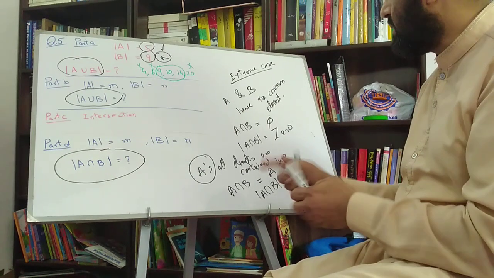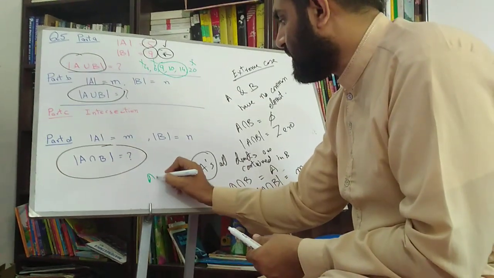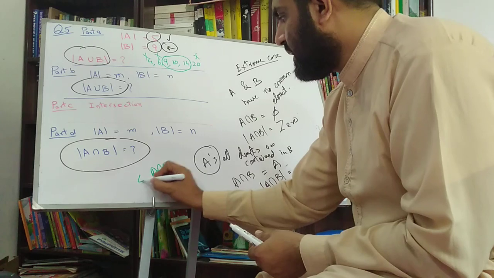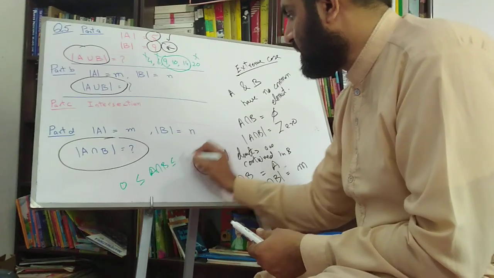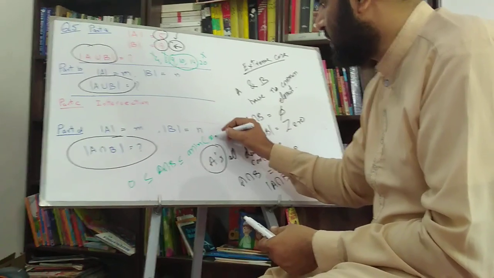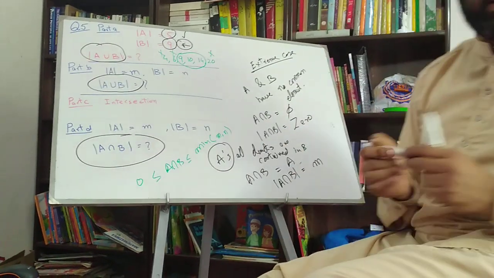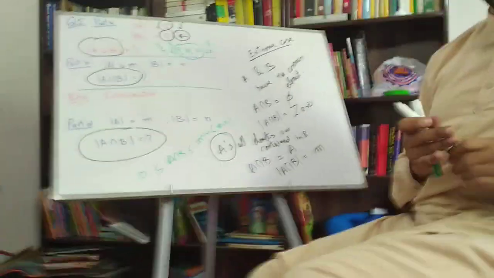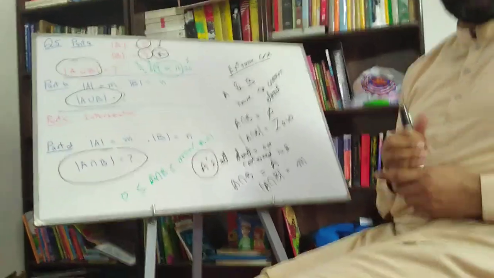So we define a range. What will be the range of A intersection B? It is greater than or equal to 0 and less than or equal to the minimum among the sizes of A and B, the minimum among M and N. Fine. So this is question number 5.